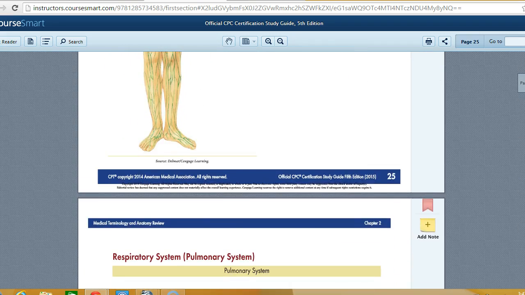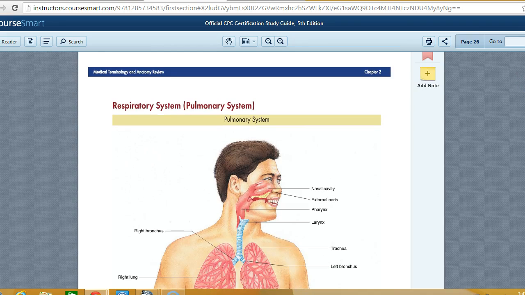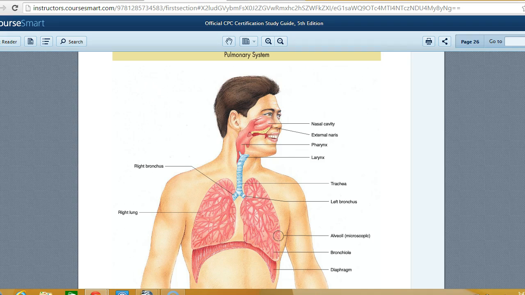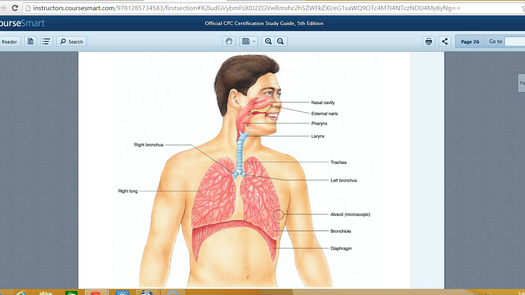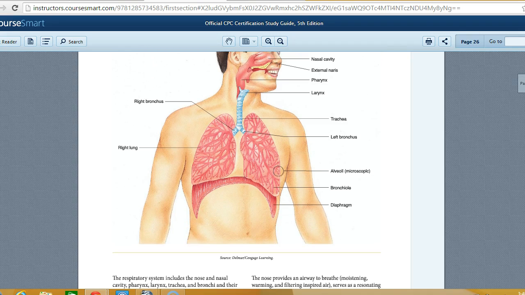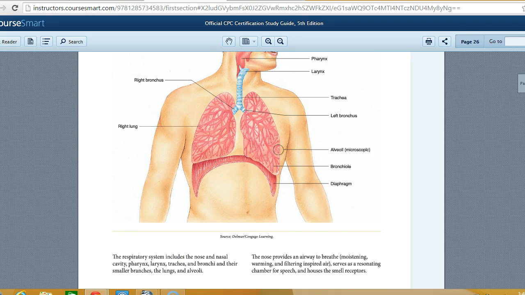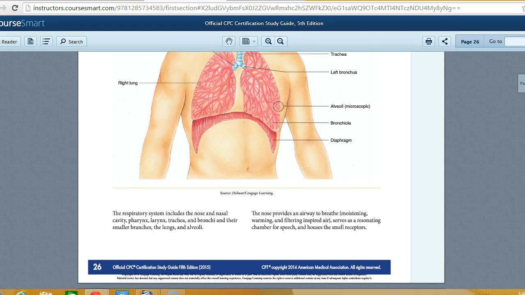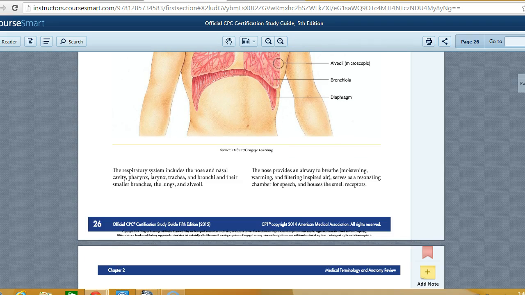Okay. Next we have the respiratory system. Now know that you have your nasal cavities, your external nares, the pharynx, the larynx, the trachea. Know the different parts. This diagram is also found in the front of your CPT manual. Make sure you know how you have inspiration and expiration. Inspiration is when you breathe in, and expiration is when you breathe out.